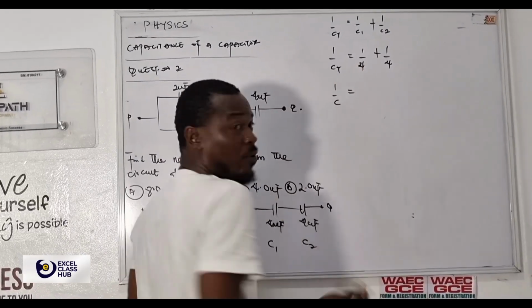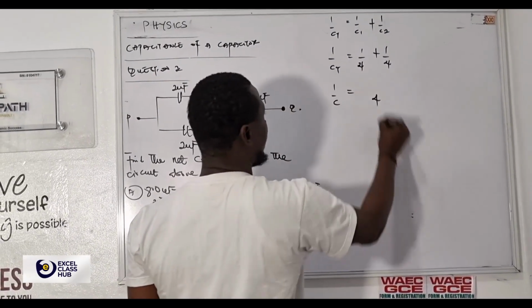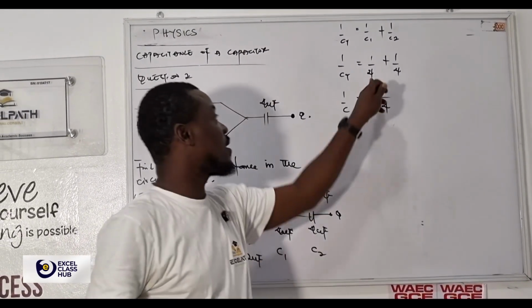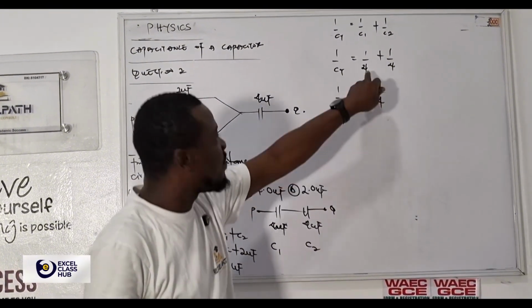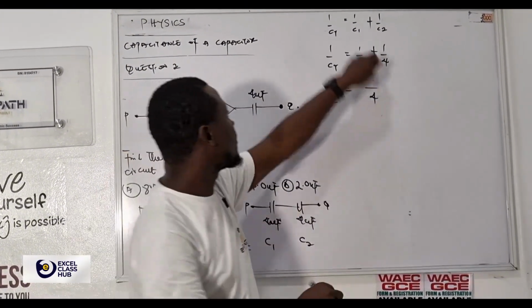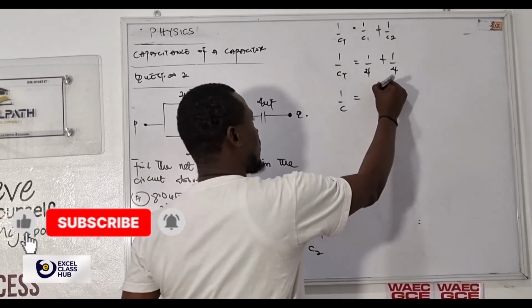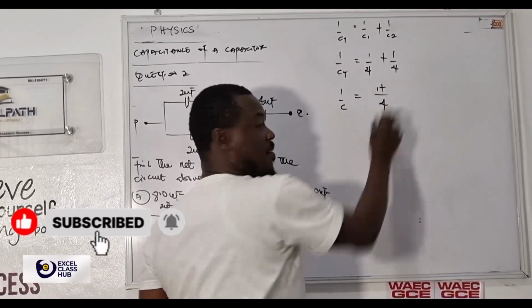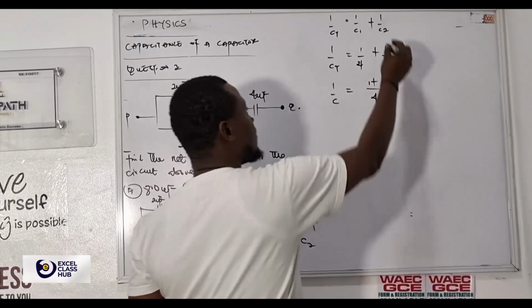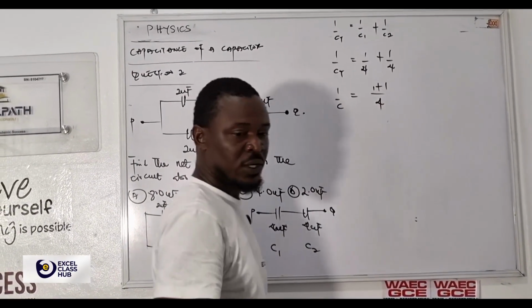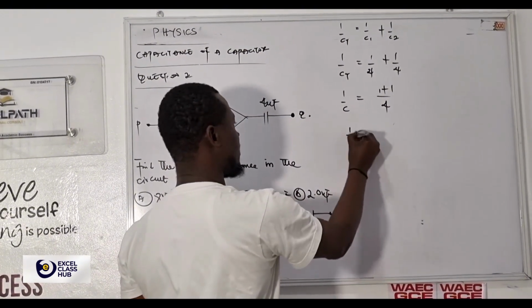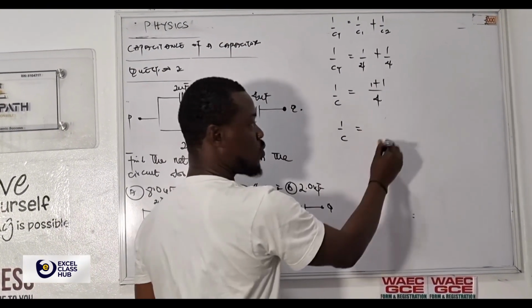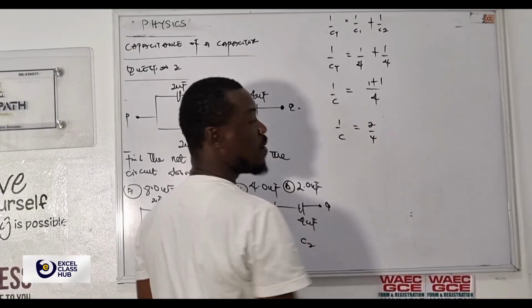So from here, I can have 1 over C. That's the LCM of 4 and 4. We should know that the LCM of 4 and 4 is 4. We put it like this. The LCM of 4 and 4 is 4. 4 divided by 4 gives me 1. Use that one to multiply the numerator, still gives you 1. Plus 4 divided by 4 is 1. 1 times 1 on top again still gives you 1. So from here, I can now have 1 over C equals 1 plus 1 gives me 2 divided by 4.